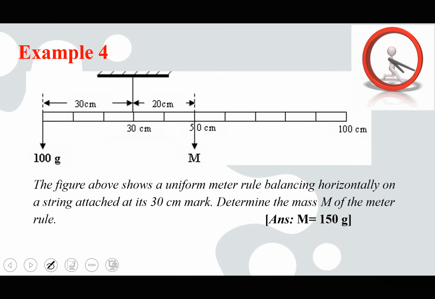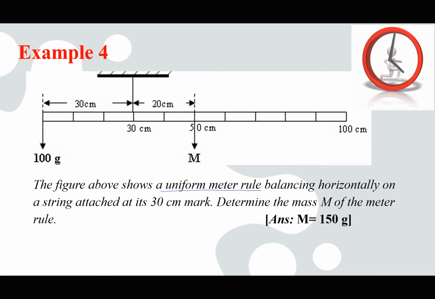Example number 4. The figure shows a uniform meter rule. It is a uniform meter rule, and a meter rule is 100 centimeters. Since it is uniform, its weight acts at the center. Normally, if a body has a uniform distribution of its particles, it means its center of mass and its center of gravity coincide. They are the same.